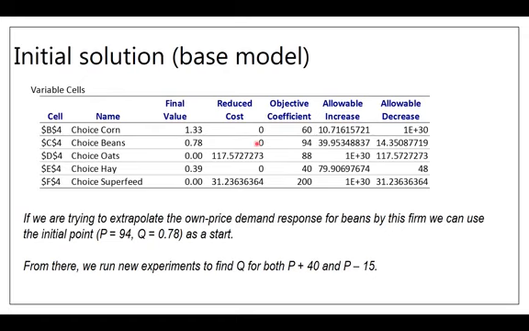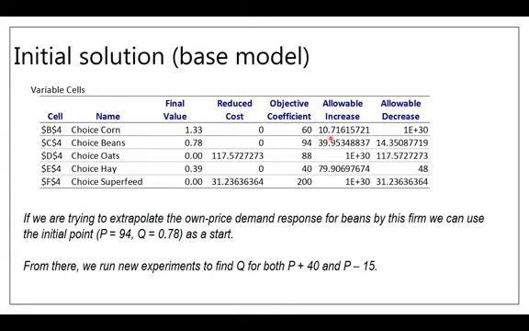So if you go back to that beans model, and it has four choices in it, you get this solution, I believe. And so what you can do is start from the solution, and we see that if the price of beans is 94, then the solution value is 0.78. Okay, so that gives us, if we're trying to extrapolate our own demand response for beans in our firm, the initial point we would work from would be P equals 94, Q equals 0.78. And then we want to work around that with increasing prices and decreasing prices.